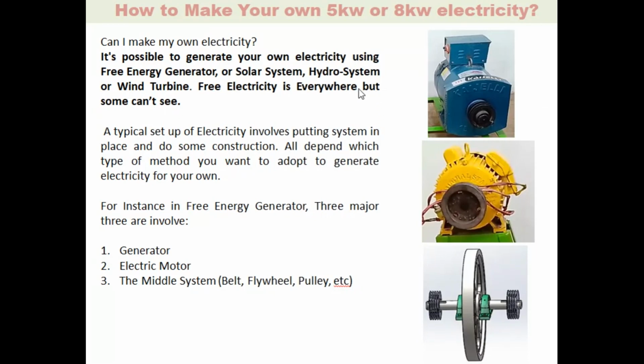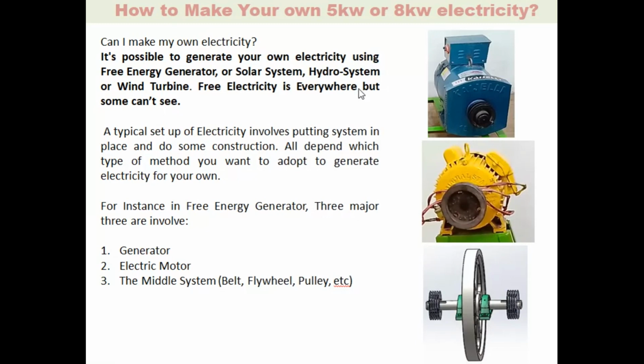It is possible to generate your own electricity using a free generator, or a solar system, hydro system, or wind turbine. Electricity is everywhere, but some can't see it. We have electricity in the water, in the air, in the sun, in the wind. And we also have a free generator, or you can generate electricity in your house as much as possible.